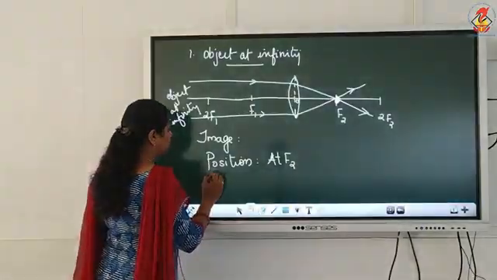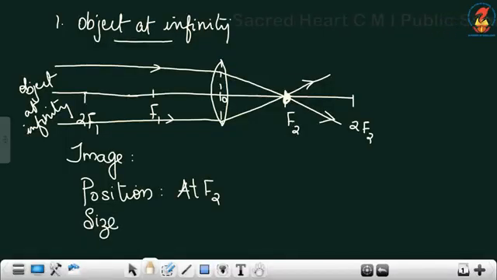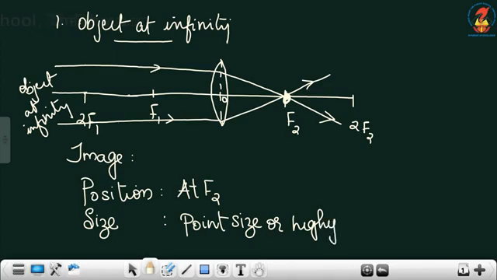Now, size of the image. Size of the image is point size or highly diminished. Point size or highly diminished means very small.